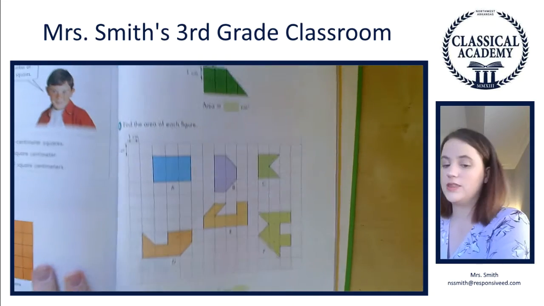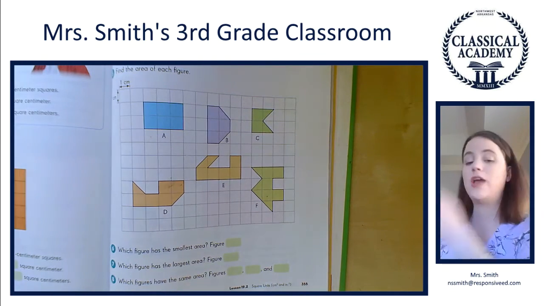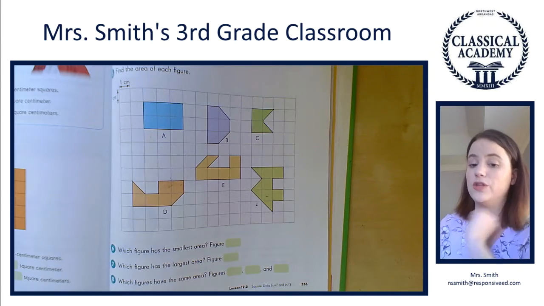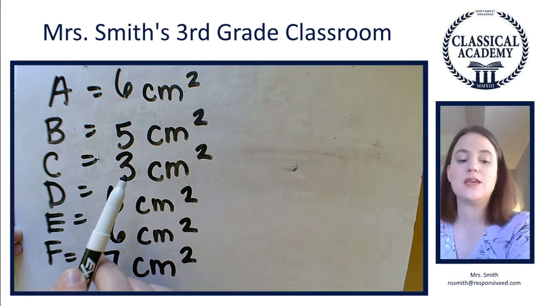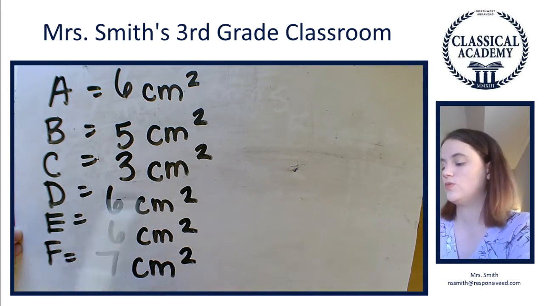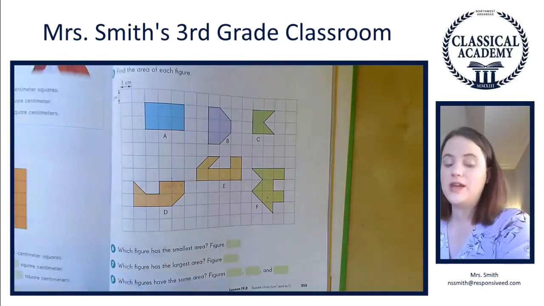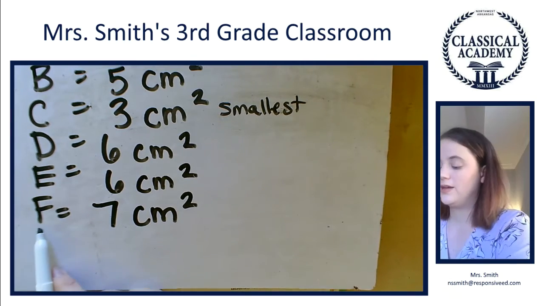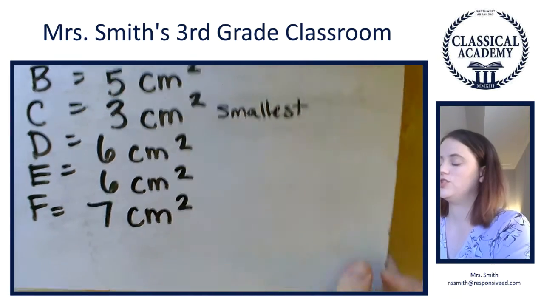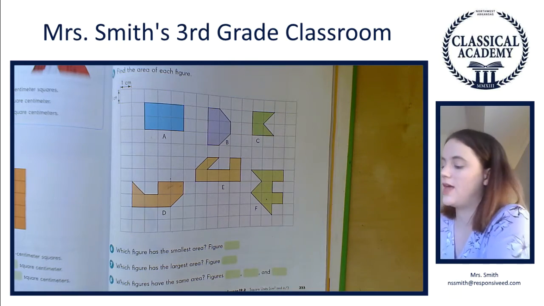All right, let's look at the questions that correspond with this. Which figure has the smallest area? Well, you can look at it and see how C is much smaller than the other shapes, but you can also look at the area. The area of C is 3 centimeters squared, so this would be the smallest. And then it asks you, which figure has the largest area? If you look at our area, F has the largest area. Let's look at the picture. Does it look like it has the largest area? Yes, it does. F is the largest.